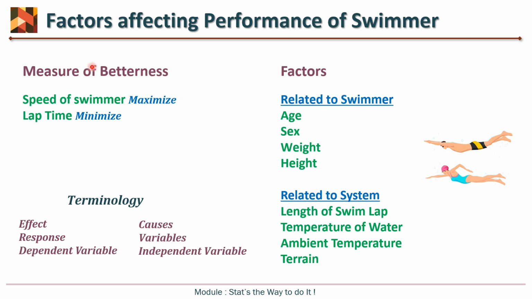So what is the terminology? One terminology we already discussed: measure of betterness is affected by factors. So there are some other names also which we will discuss. On the left side, these are the alias names for measure of betterness and these are the alias names for factors. So one relationship is also called effect affected by the causes, then response affected by the variables, and dependent variable affected by independent variable. So this is the terminology which is parallelly used for measure of betterness and factors.